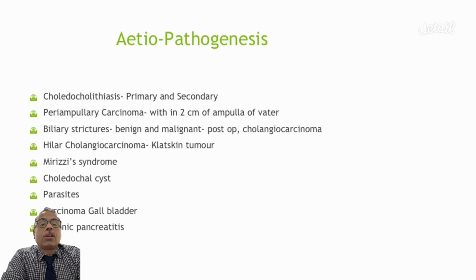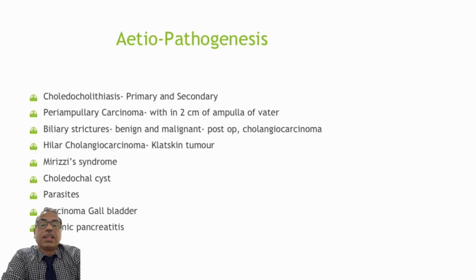Another common cause of obstructive jaundice is hilar cholangiocarcinoma. Now, this cholangiocarcinoma can occur at the terminal part of common bile duct, where it may be clubbed together if it is within 2 centimeter of ampulla as a periampullary carcinoma, or it can also occur at the confluence of the right and the left hepatic duct, forming the common hepatic duct. This is known as hilar cholangiocarcinoma, also Klatskin's tumor.